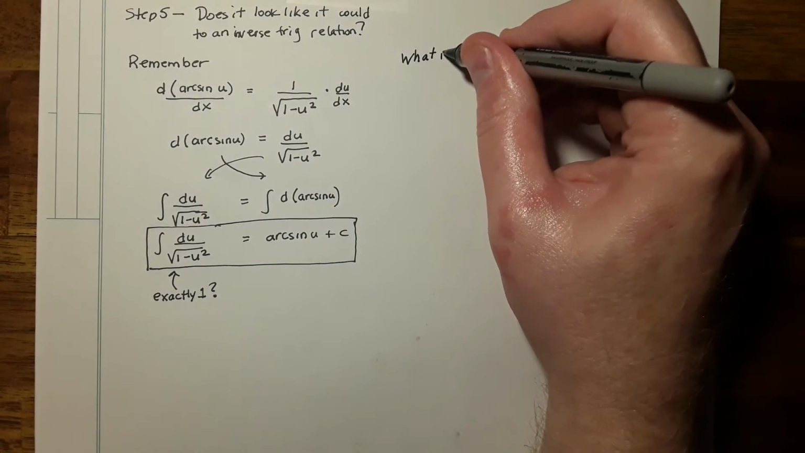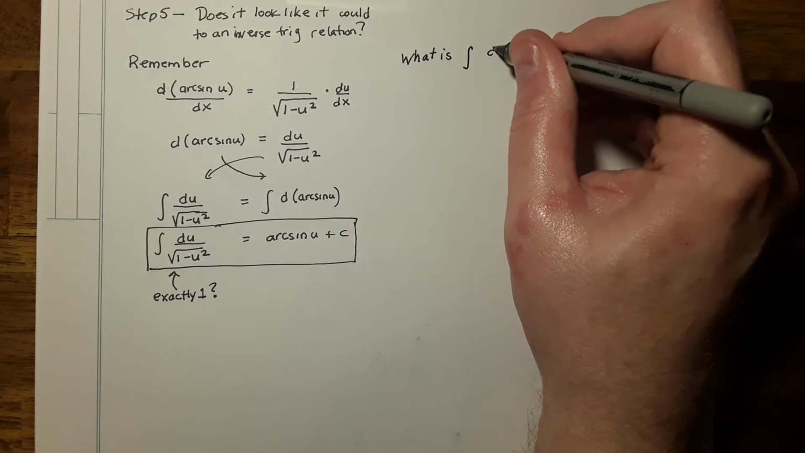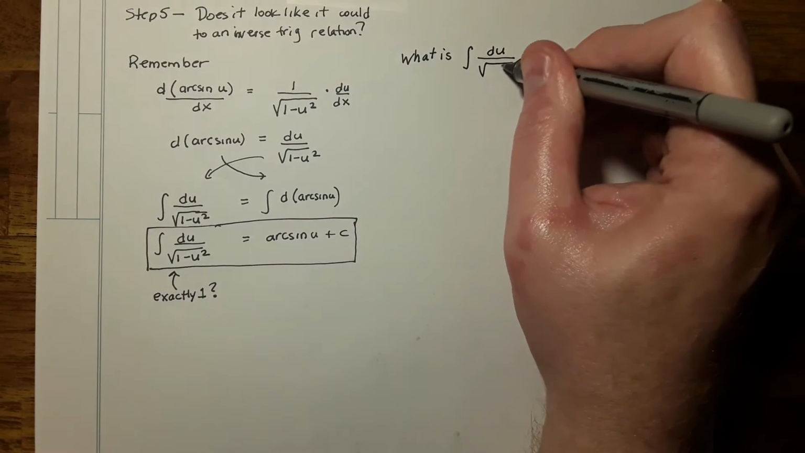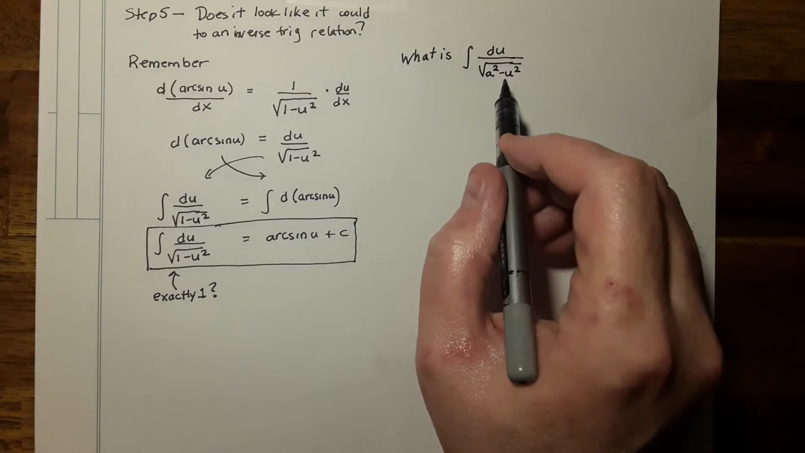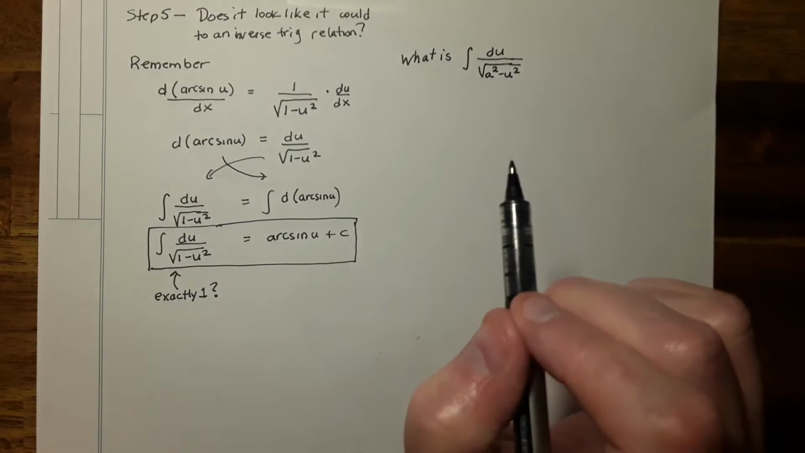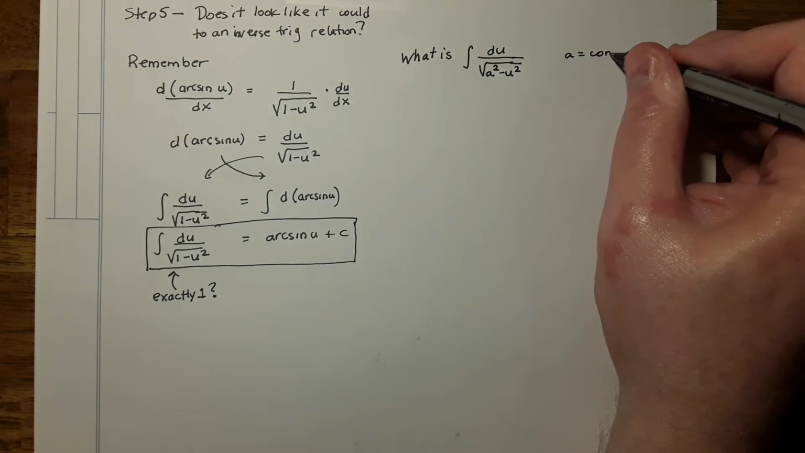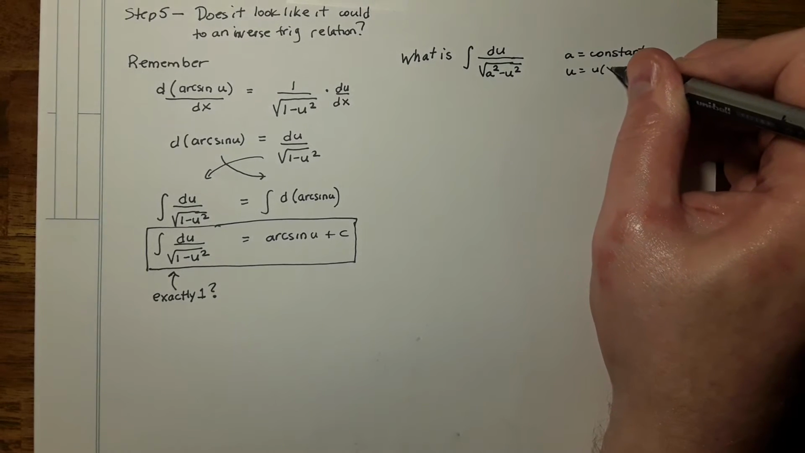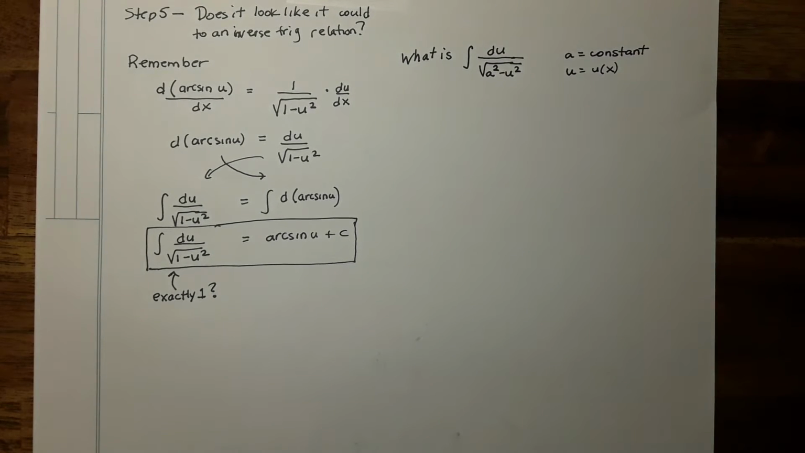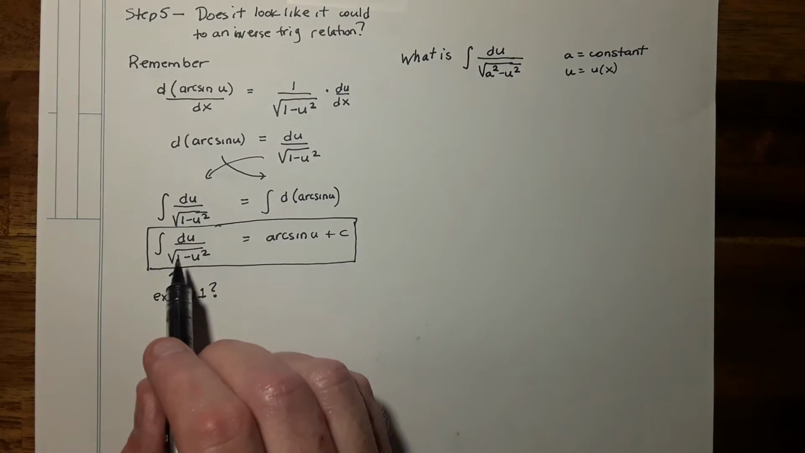I want to solve what is the integral of du over square root a squared minus u squared, so that I get in this denominator a difference of squares. A difference of squares where a is a number, so a is a constant, any constant I want, and u is any function that I want, some function of x. In order to solve that integral, what we would do is we would try to make this look like this form, because we know the answer for this form.